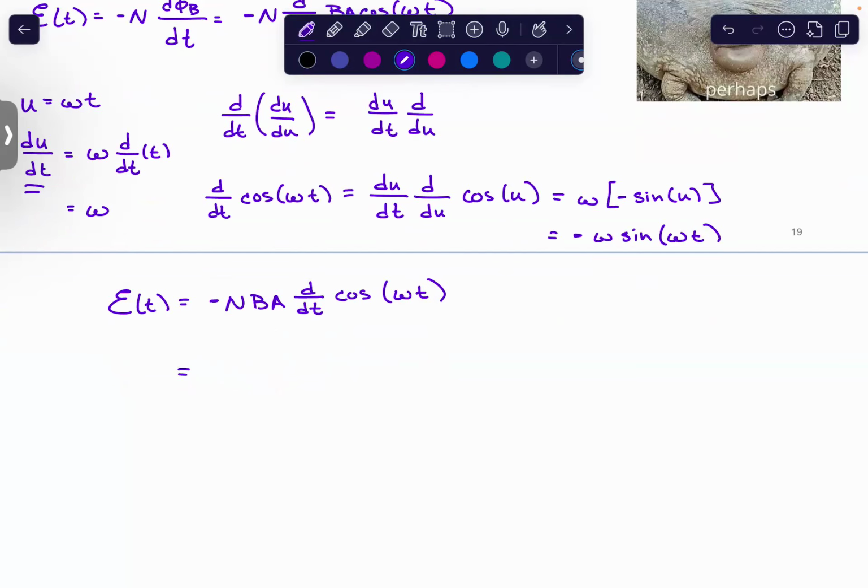So this is going to be, so we get this negative sign to cancel out the negative. You're going to get the omega. So you're going to get omega.